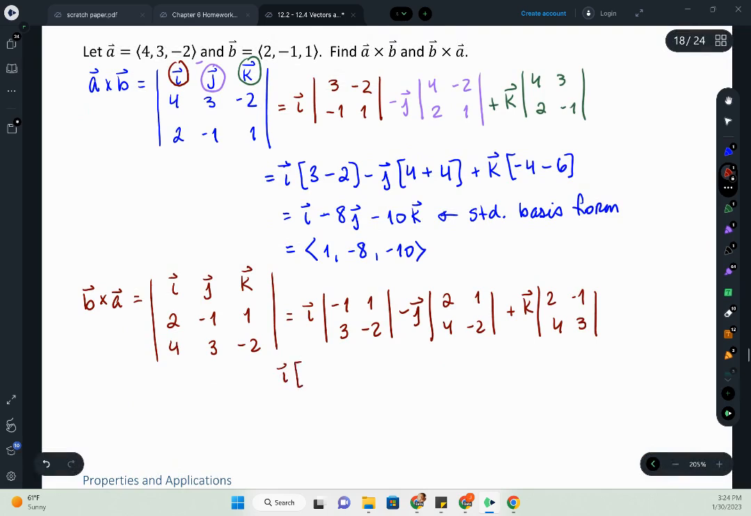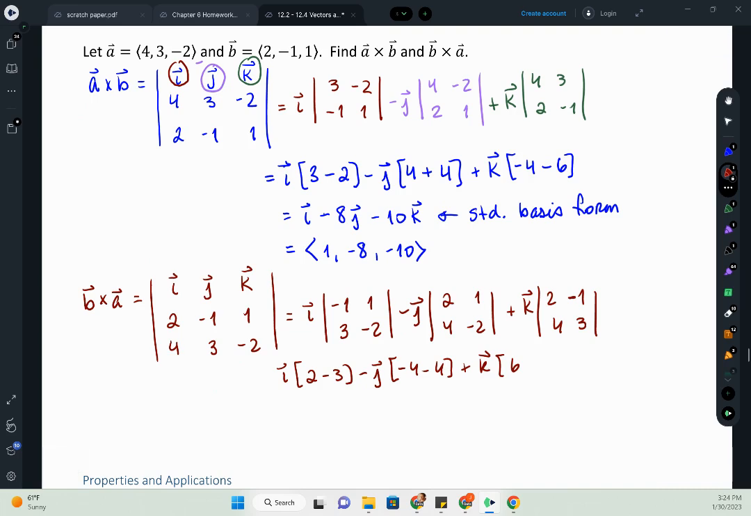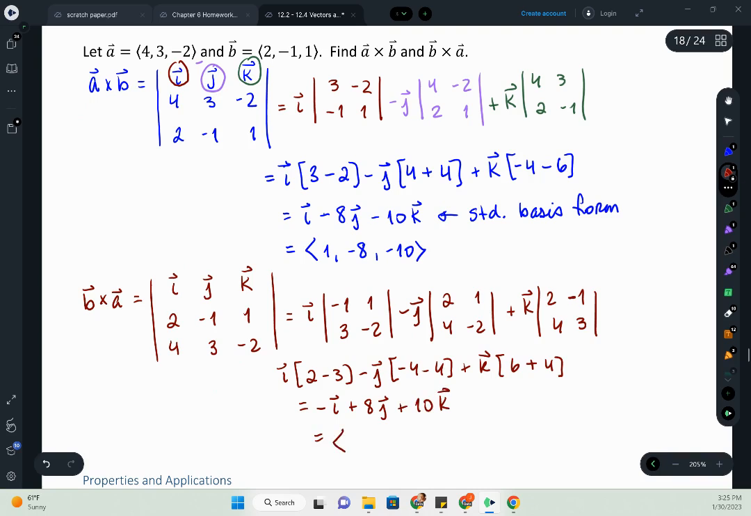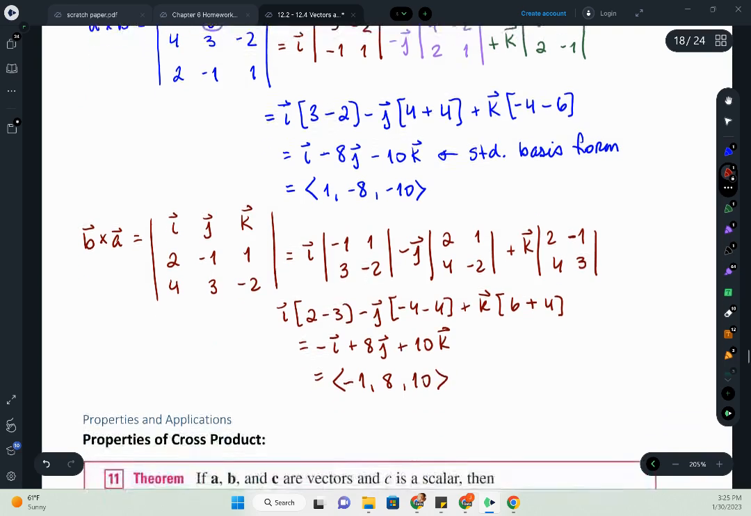We have i hat times 2 minus 3, minus j hat times -4 minus 4, plus k hat times 6, and that is a negative sign up there. Yep, so this will be 6 minus a -4, so it'll be plus 4. That simplifies to be negative i hat plus 8 j hat plus 10 k hat. Or we could also write that in the equivalent angle bracket notation with -1, 8, and 10 as components. And notice that that is exactly the negative of A cross B.